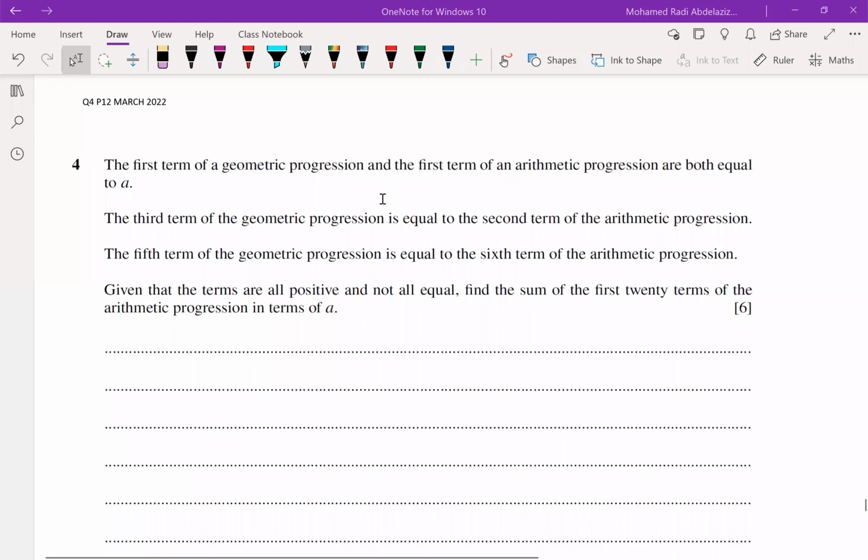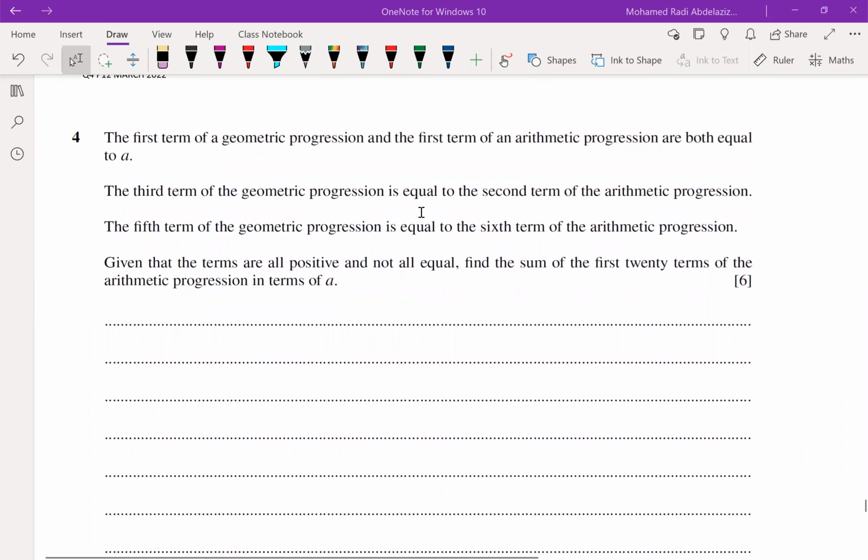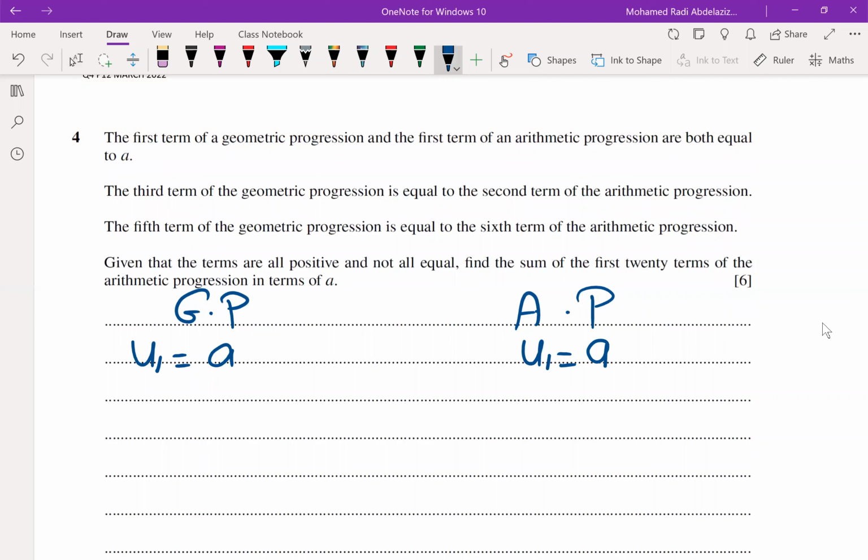Hi guys, in this tutorial I'm going to solve question number 4, paper 12 March 2020. The first term of a geometric progression and the first term of an arithmetic progression are equal to A. So we have here a geometric progression and an arithmetic progression. Given the first term, U1 is A, and U1 also is A.